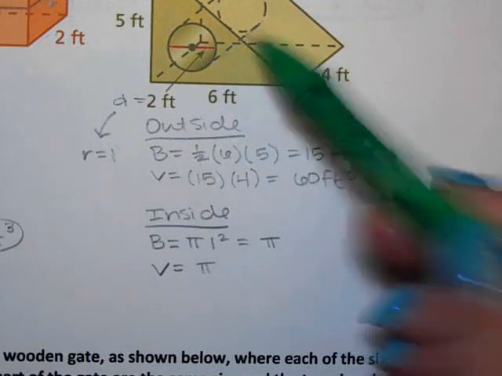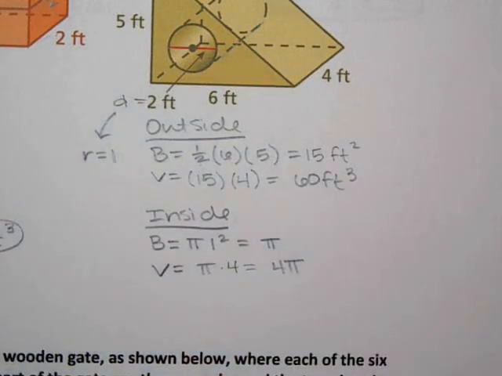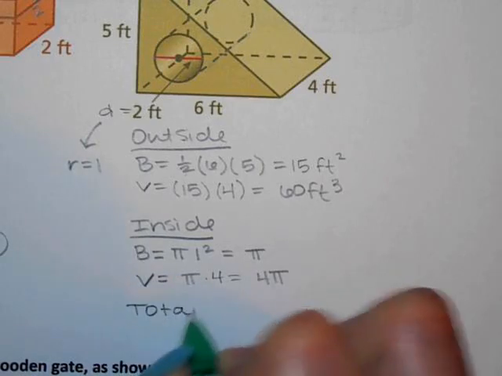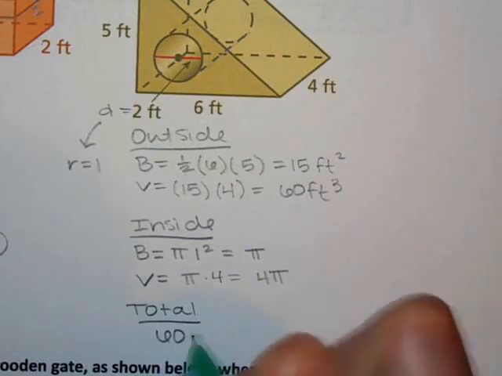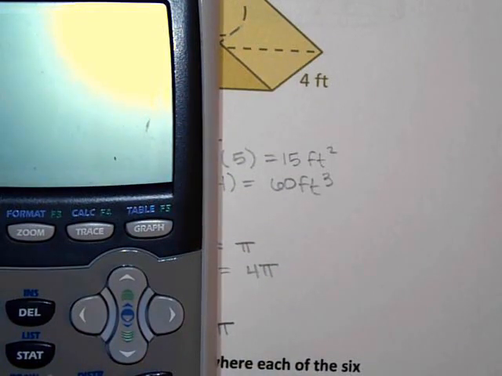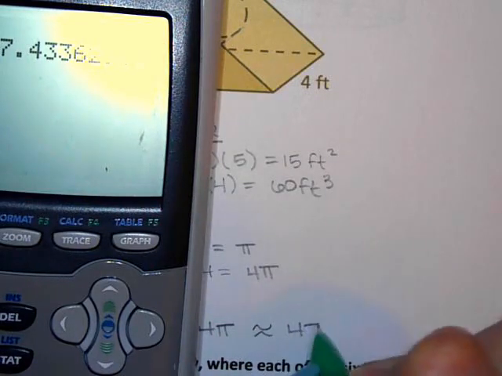Okay? And then to find the overall shape, what are we going to do? Subtract them, outside minus inside. So we're going to do 60 minus 4 pi. And when we do this, we're going to get the decimal answer because 60 minus 4 pi doesn't mean a whole lot to us. So we're going to say this is approximately 47.434 feet cubed.